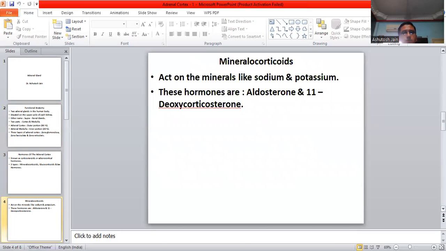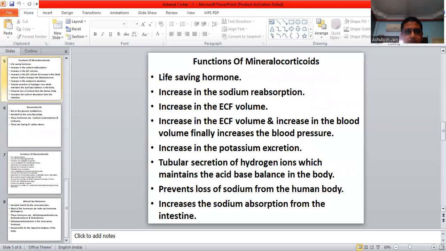Mineralocorticoids. These hormones act on the minerals like sodium and potassium. These hormones are aldosterone and 11-deoxycorticosterone.